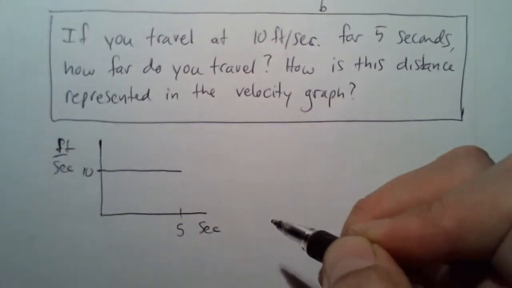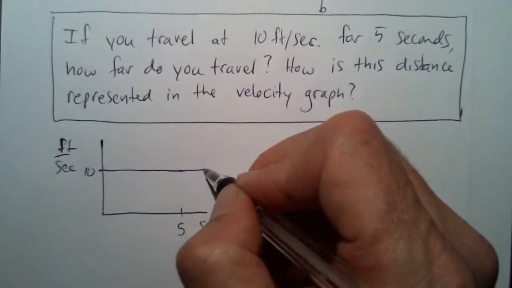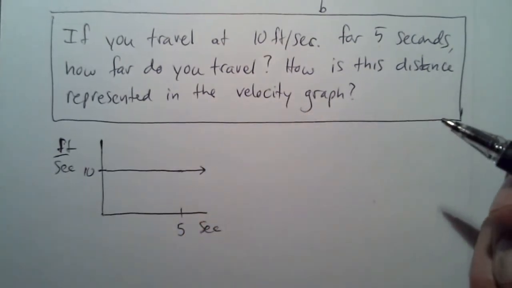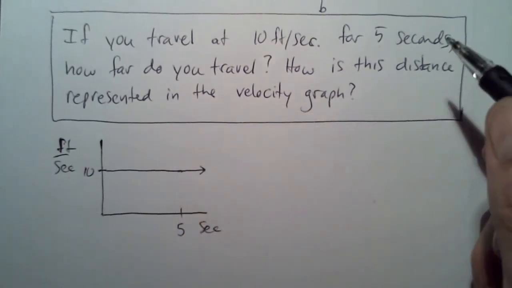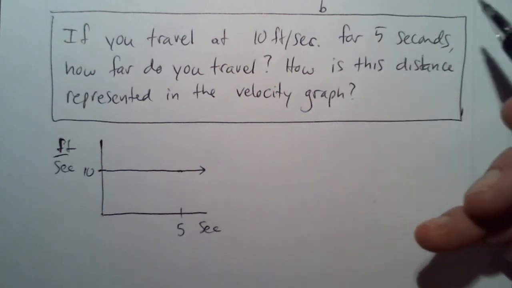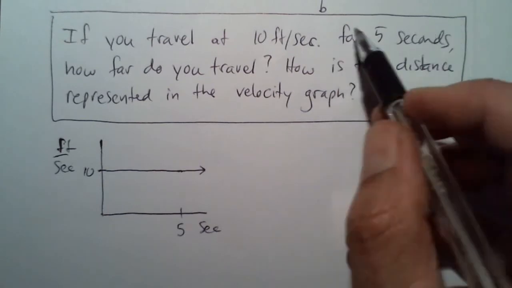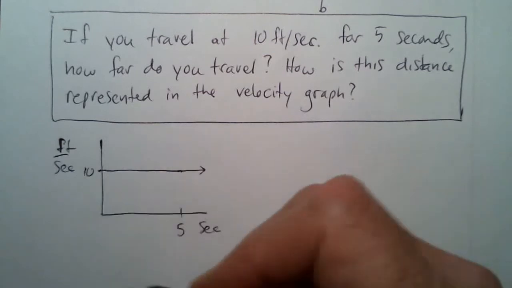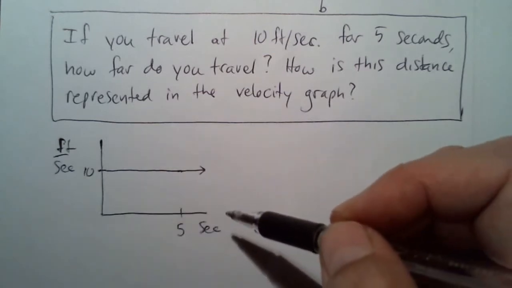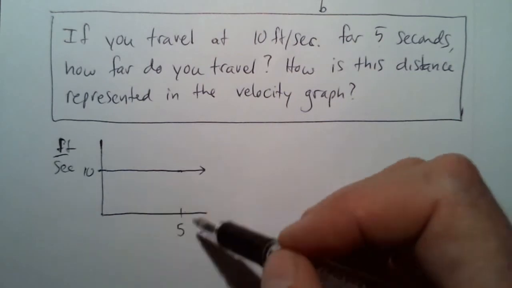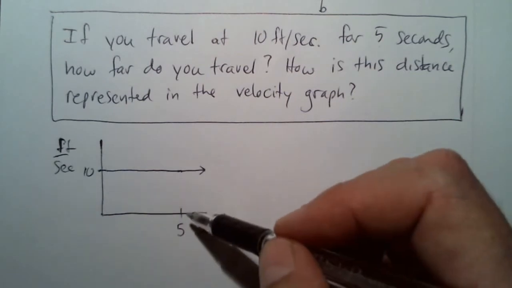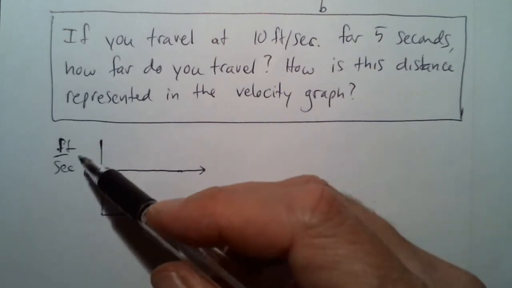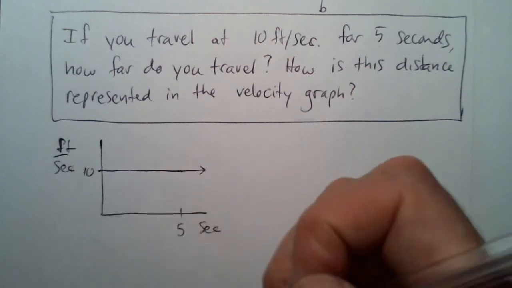So there's the velocity graph, and we know that we're going to travel 50 feet. 5 times 10 is 50. Where does 50 appear in this graph? If we can find 50 appearing in this graph, that shows us how we can go from velocity to position.